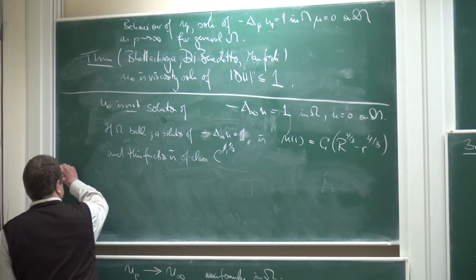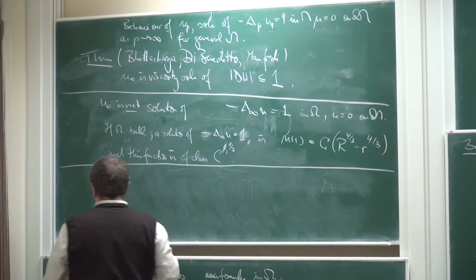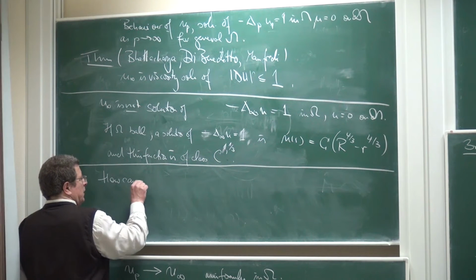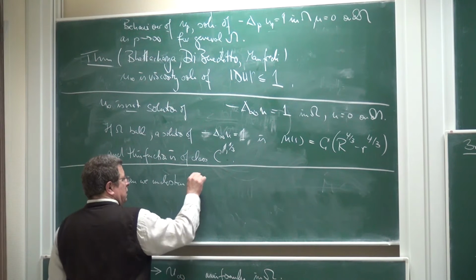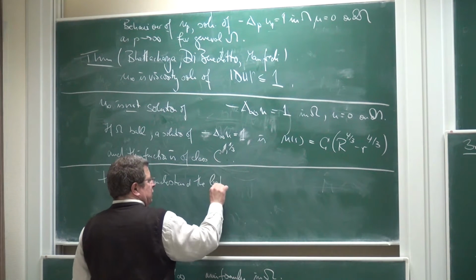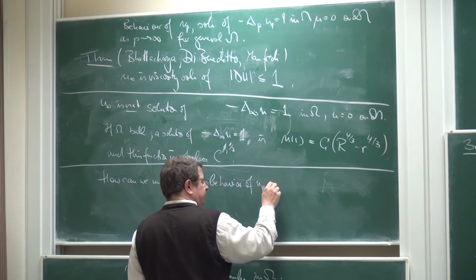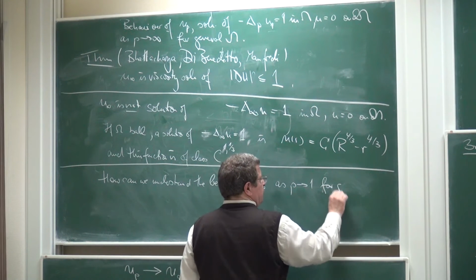So the next remark that I want to make is, how can we understand the behavior of UP as p tends to 1, for a general omega?